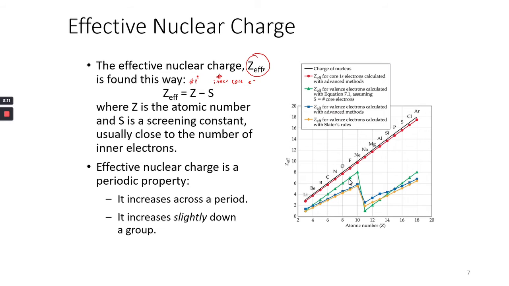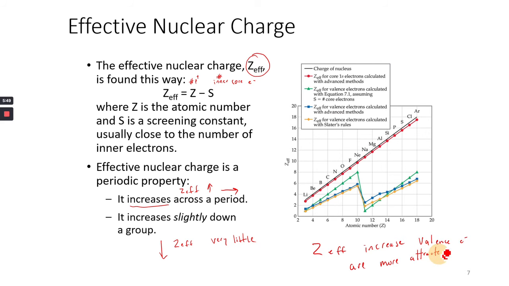If you do this, and look at this graph here, as you go across a period, it's going to increase. Z effective increases as you move across a period. As you go down a group, it also increases, but just very little. And what you need to realize is if Z effective increases significantly, then your valence electrons are more attracted to the nucleus. So your force of attraction increases if Z effective increases.